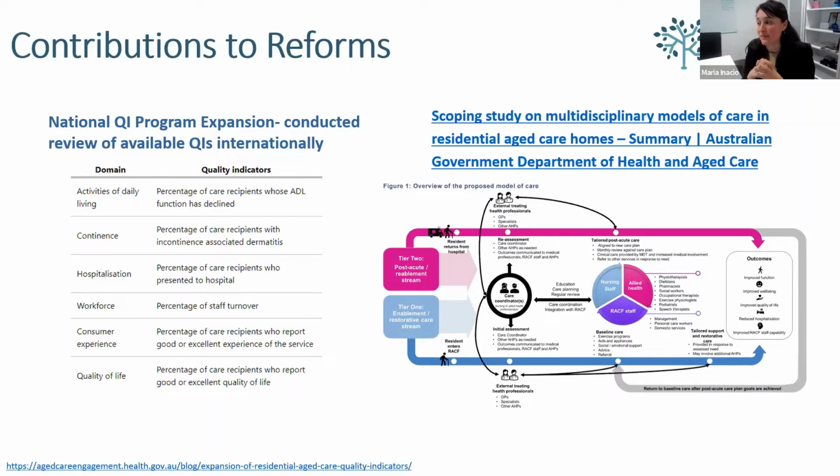We were also briefly involved in a scoping study on multidisciplinary models of care in residential aged care homes. This was just released last week, and it is around allied health services, restorative care, and reablement care in residential care. What ROSA was able to provide was some evidence on the utilization of some of these services and the effect they have on some of the major outcomes. That's another example of the work we can do using a resource like ROSA.